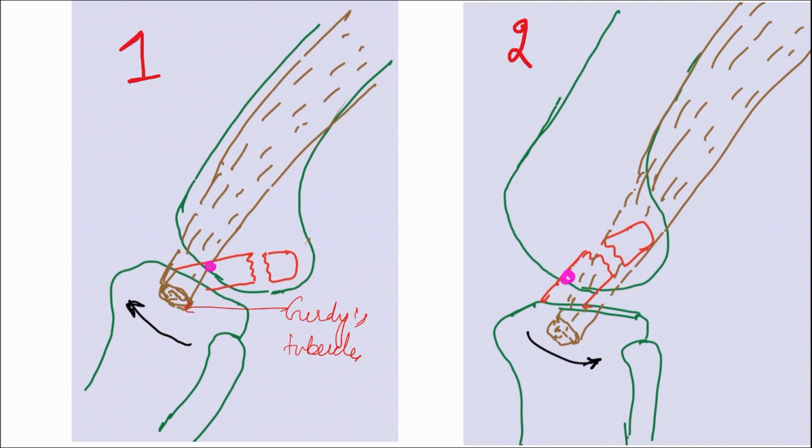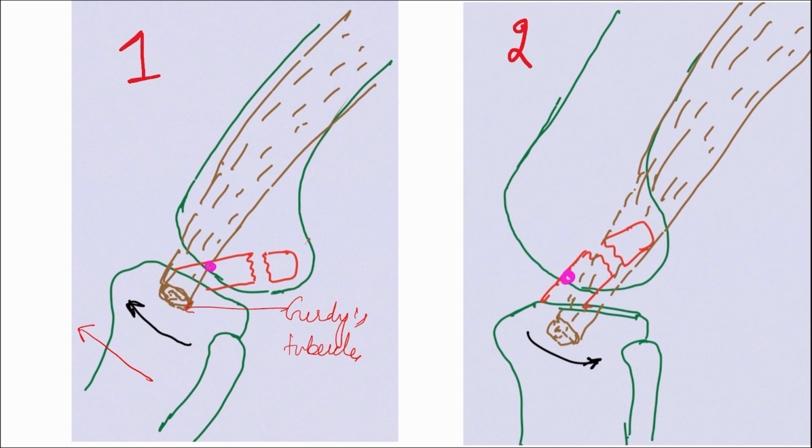ACL has two main functions. First, it will prevent the anterior translation of tibia, meaning it will prevent the movement of tibia anteriorly over the femur, and second, it will prevent the internal rotation of tibia. Now what happens if the ACL is torn? If the ACL is torn, there will be abnormal anterior translation and internal rotation of the tibia.